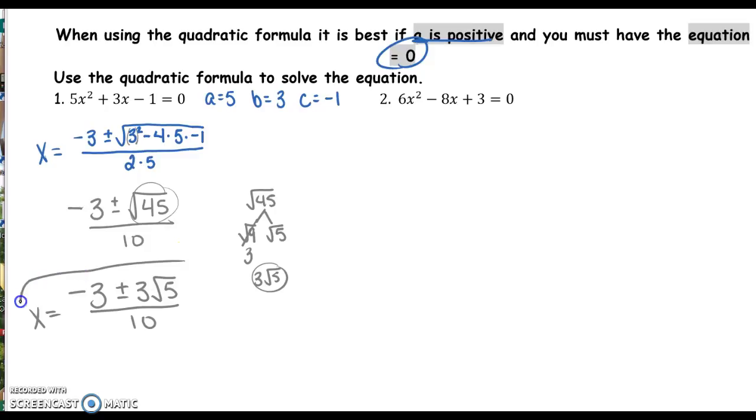This does produce two solutions. If you actually wanted the decimal approximations, you could do negative 3 plus 3 times the square root of 5 divided by 10, and then negative 3 minus 3 times the square root of 5 divided by 10.